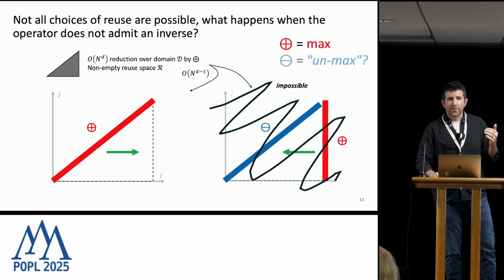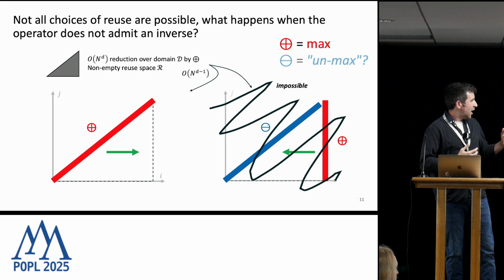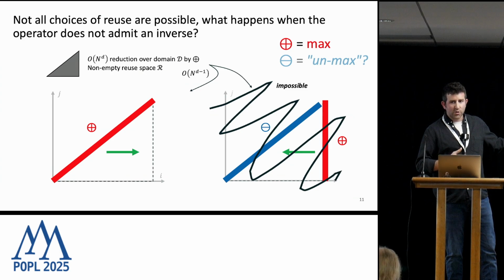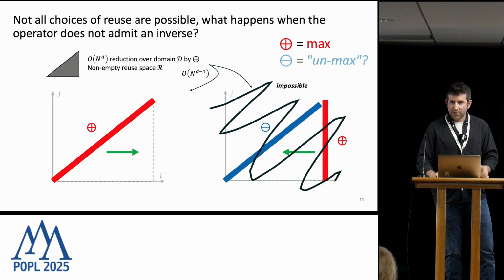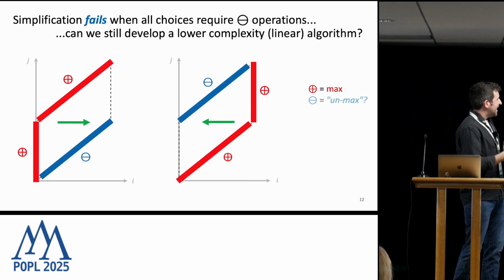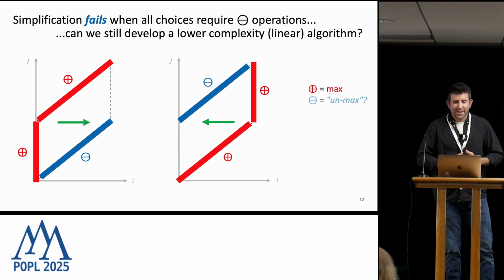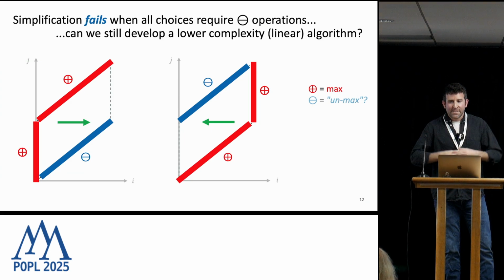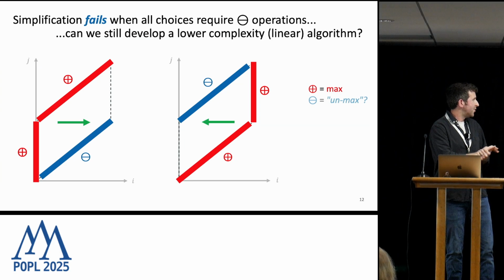And that's not a problem for this example, for the prefix sum, or for the prefix max in this case, because among the two choices of simplification, there's one that doesn't use the inverse op. So we're fine. But you can imagine that in general, when all choices of reuse involve the inverse op, simplification as it was produced from 2006 fails.